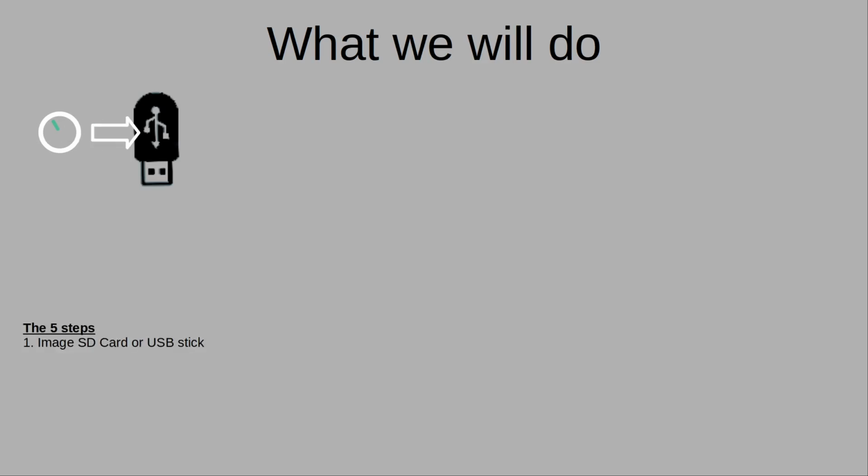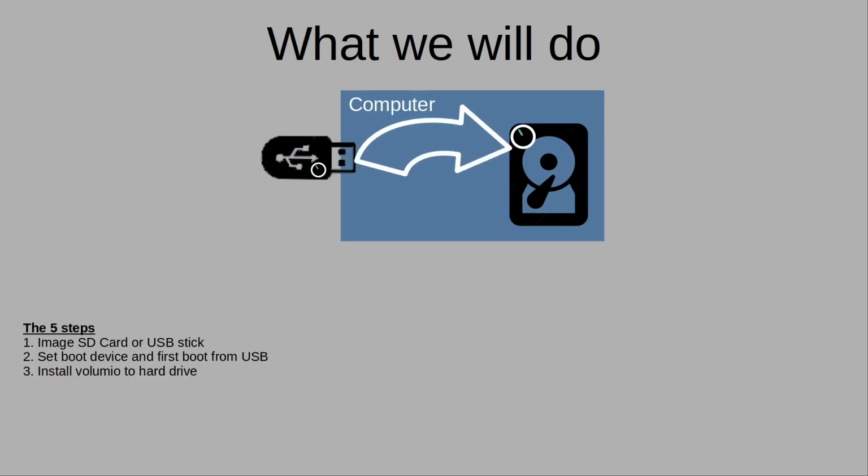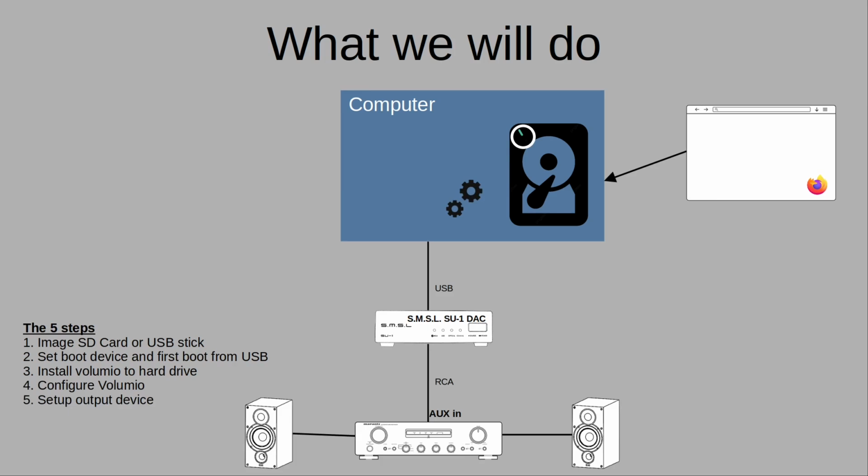We'll be installing Volumio to this PC in 5 steps. First, we'll download the Volumio image and image the USB stick. Then we'll plug that USB stick into the computer and we'll set the computer to boot from USB and boot Volumio for the first time. Then we'll install Volumio on the hard drive, and once it's on the hard drive, we'll use a web browser to configure Volumio. After that, we'll set the output device to be a USB DAC, and finally you can plug that DAC into your stereo to get music.